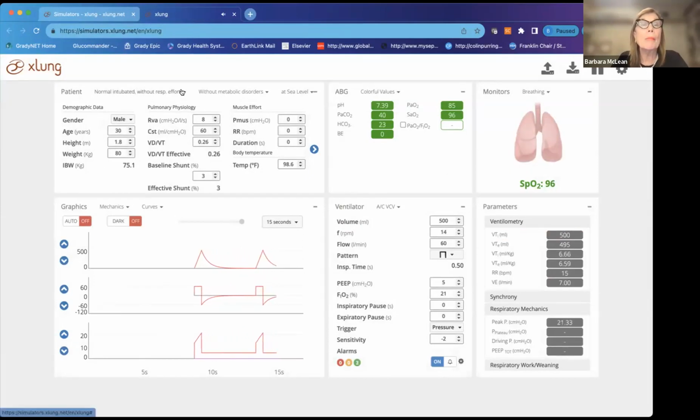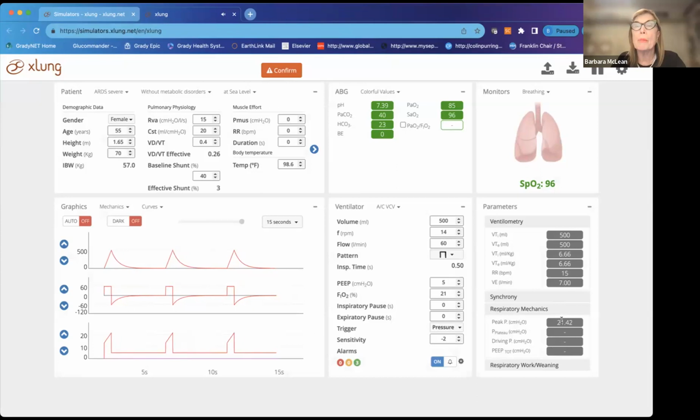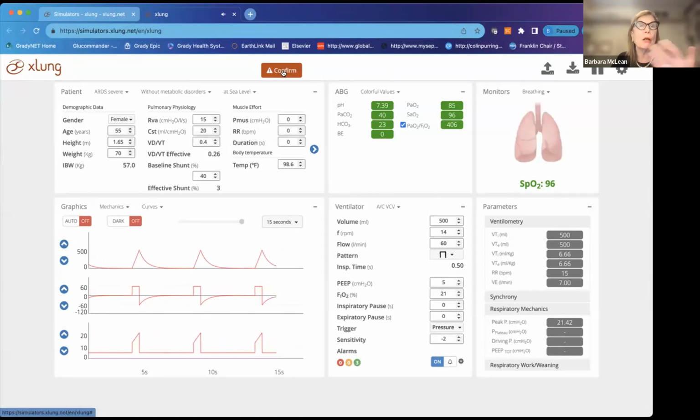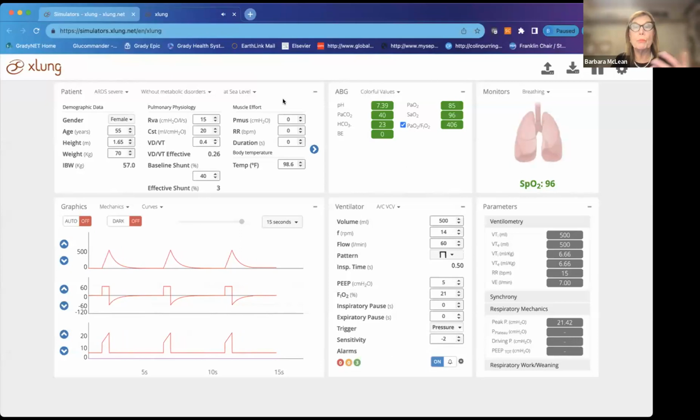Okay, so now I'm going to go back and I'm going to make my patient sick. He's got severe ARDS. So with severe ARDS, pay attention to his peak pressure, pay attention to his PO2, and pay attention to his PF. So his PF was 85. He's on 21% FiO2, and his P to F is 406. Now, remember, this is a simulator, so I'm responding to what happens, but it's going to take me a second because I'm working with a simulator. Okay, so look at his PO2 and look at his PF. His P to F went down, down, down, down, down, and his peak pressure is up, up, up, up, up.